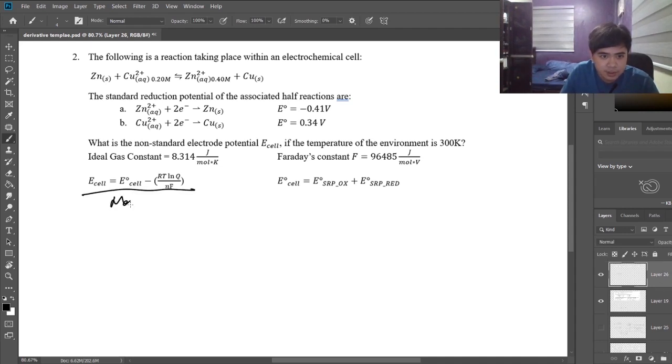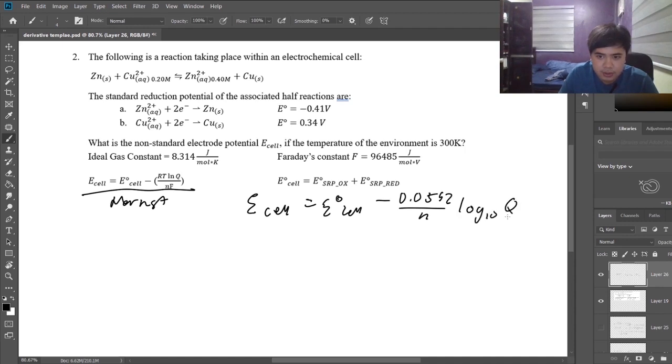This is the Nernst equation, and we have to use everything in here to find it. So we can't use the other one. There's another Nernst equation, which is E cell equals E standard cell minus 0.0592 over n, and then log base 10 of Q. We cannot use that because the temperature is not standard. The temperature is 300 Kelvin instead of 298 Kelvin, which can be used here.